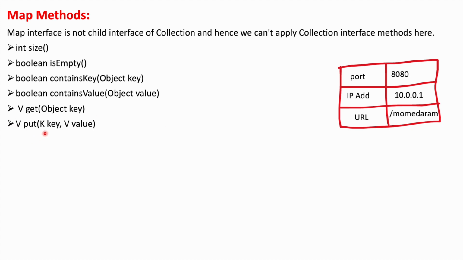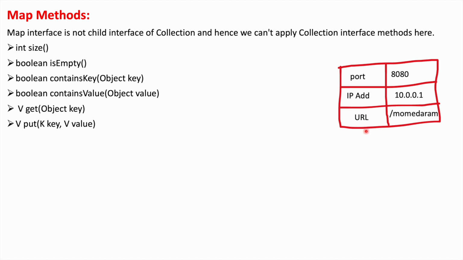The most important method is the put method. If you want to add any key value pair to the map, that time we will use the put method. This put method takes two arguments, one is key and one is value. This put method will return the old value.